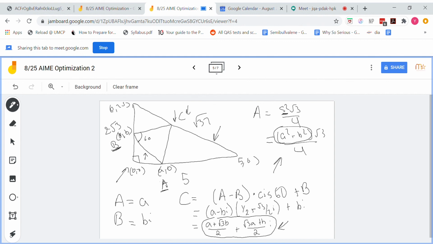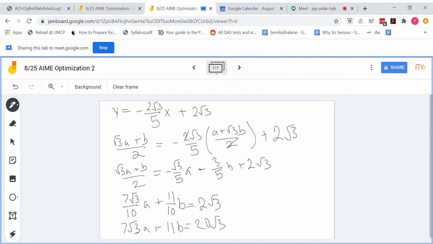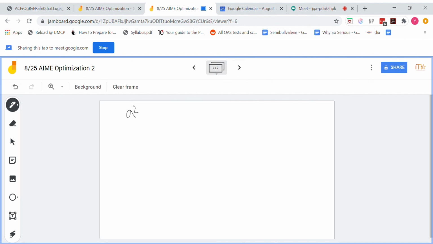So we have to keep in mind the bounds: A is less than 5, greater than 0, and B is less than 2 root 3, greater than 0. So we don't want to overshoot those bounds. But we're trying to minimize A squared plus B squared, given that 7 root 3 A plus 11 B equals 20 root 3.